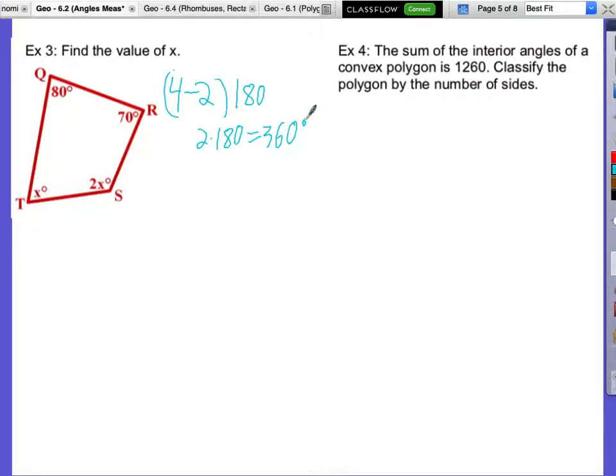And then you do 80 plus 70 plus x plus 2x. And then you get 150 plus 3x.